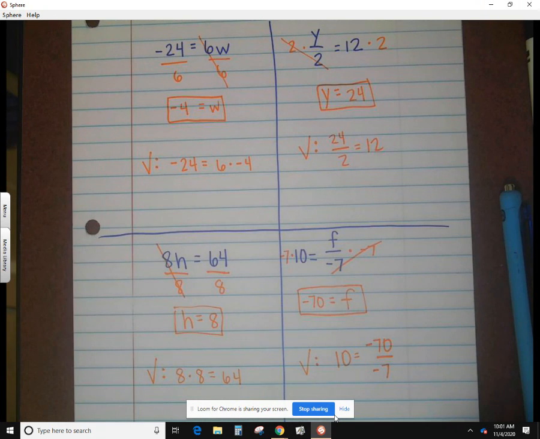Okay, so again, make sure you're just doing the opposite of what you see in the equation. Feel free to watch this again if you need to see how I solved these.